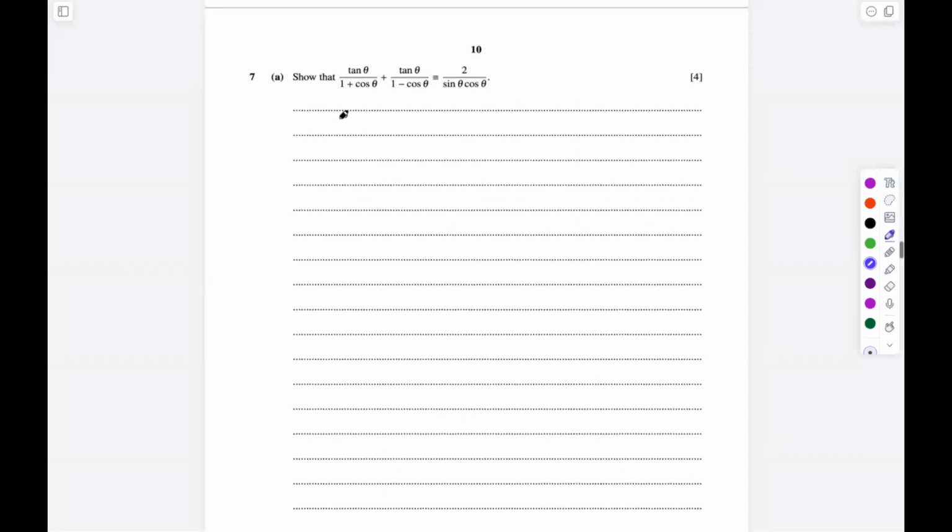Question 7, we have to prove in the first part, we have to show that tan upon 1 plus cos plus tan upon 1 minus cos is an identity of 2 upon sine cos. So to prove that, we can start off by just simply taking the LCM. So the LCM will be 1 plus cos and 1 minus cos. So tan will multiply it by 1 minus cos, and this tan will multiply by 1 plus cos.